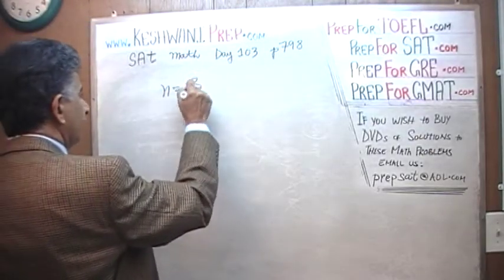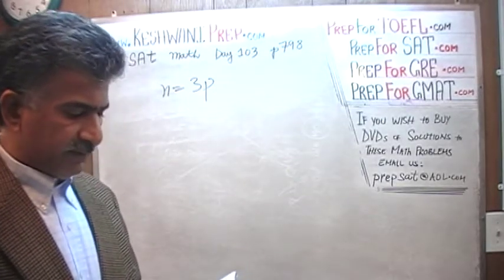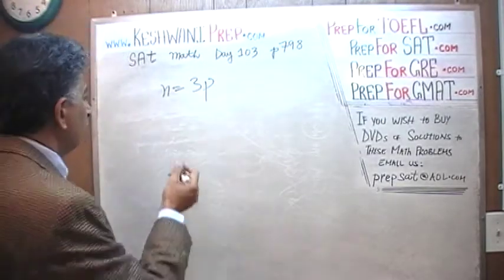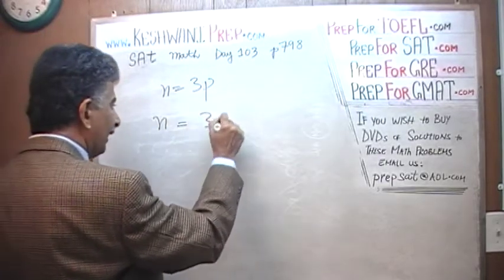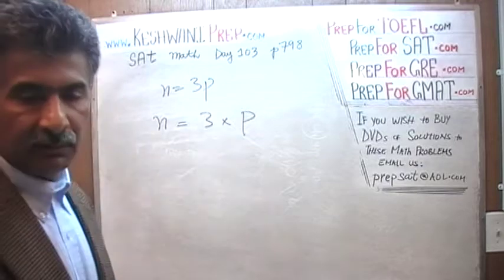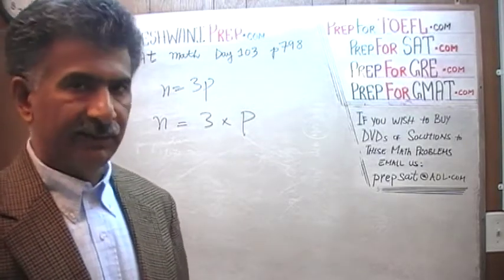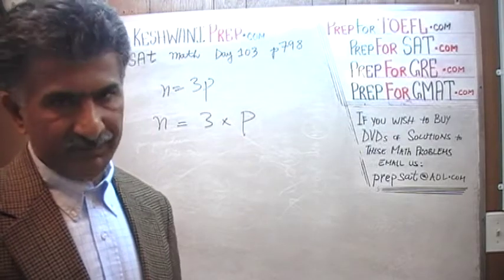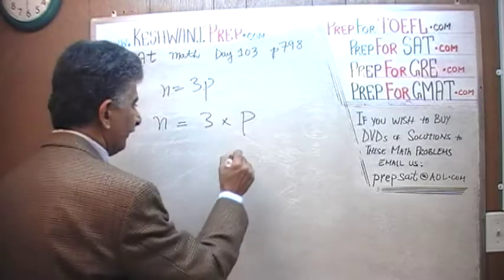Let's do the next one, number 12. If n equals 3 times p, for what value of p does n equal p? Well, if a number equals 3 times some other number, think about it. The only way it is possible is if this number is 0.